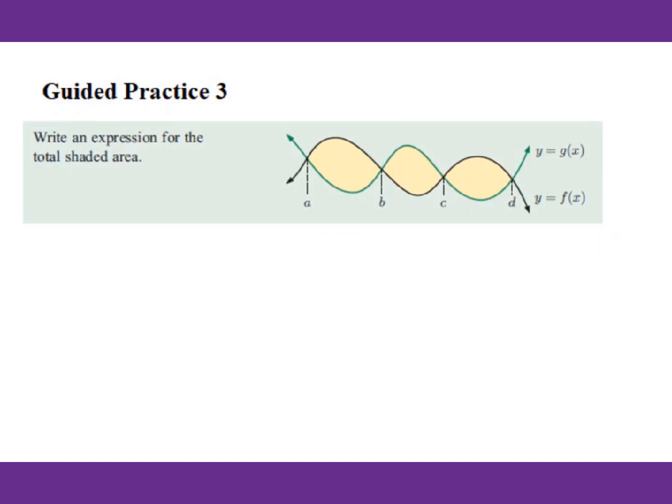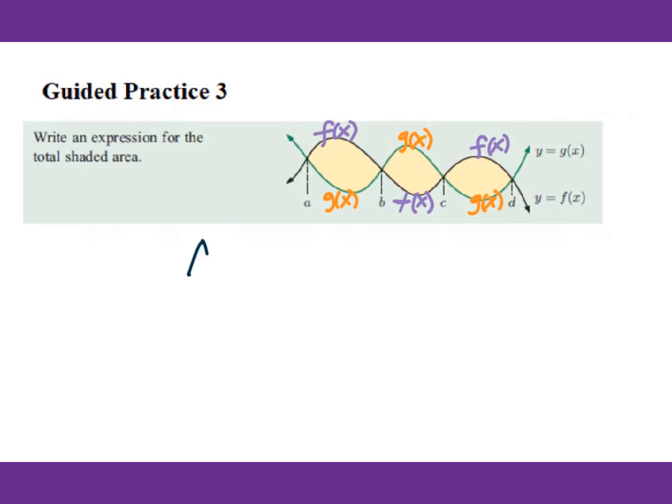Now let's go to guided practice 3. Write an expression for the total shaded area. First of all, we label the function for each interval. So we have, this is f of x here, and f of x. This will be g of x, here's g of x.